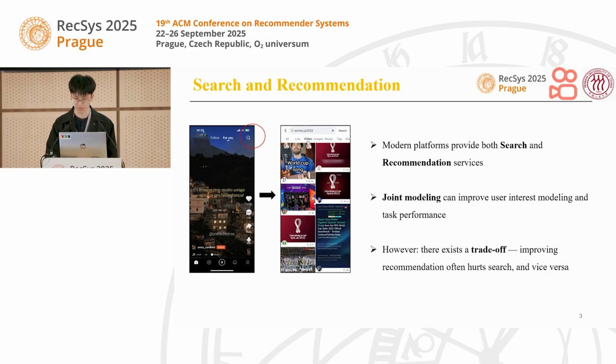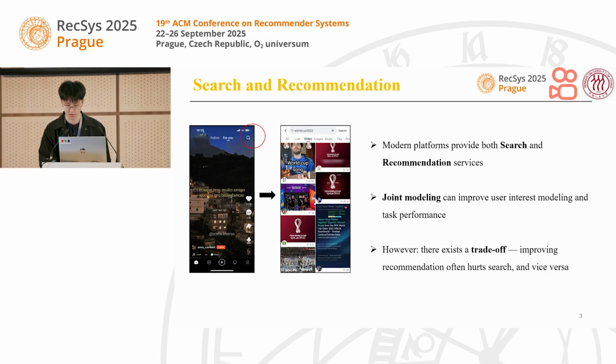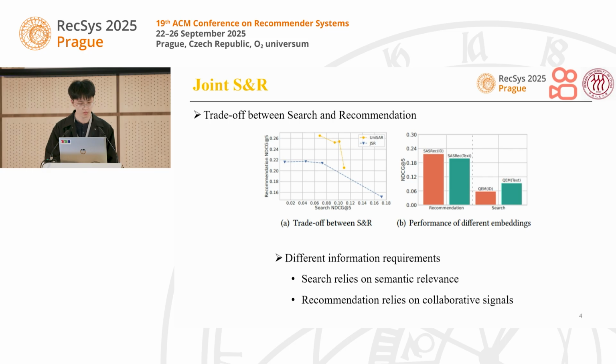A critical limitation remains. A notable trade-off: improved performance in one task tends to reduce that of the other. We also analyzed 2 representative methods, GenSAR and Unifying, and their results further confirmed this trade-off between search and recommendation.